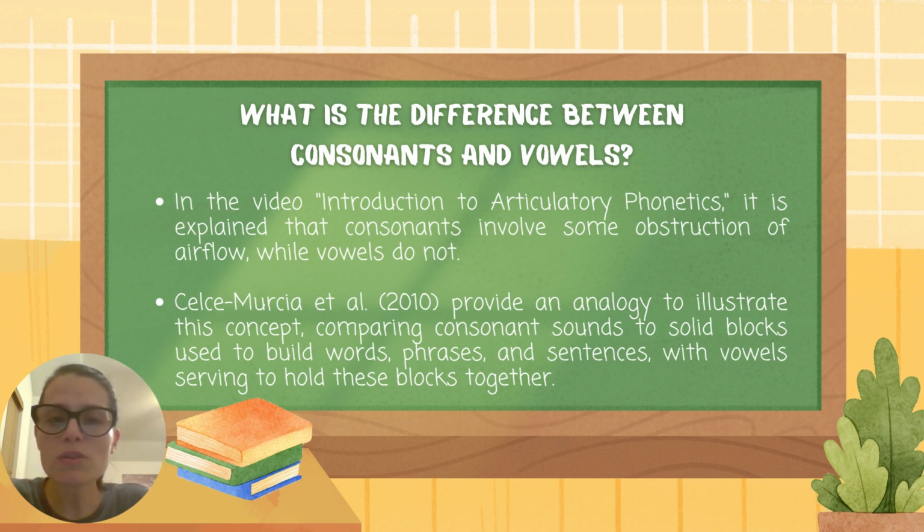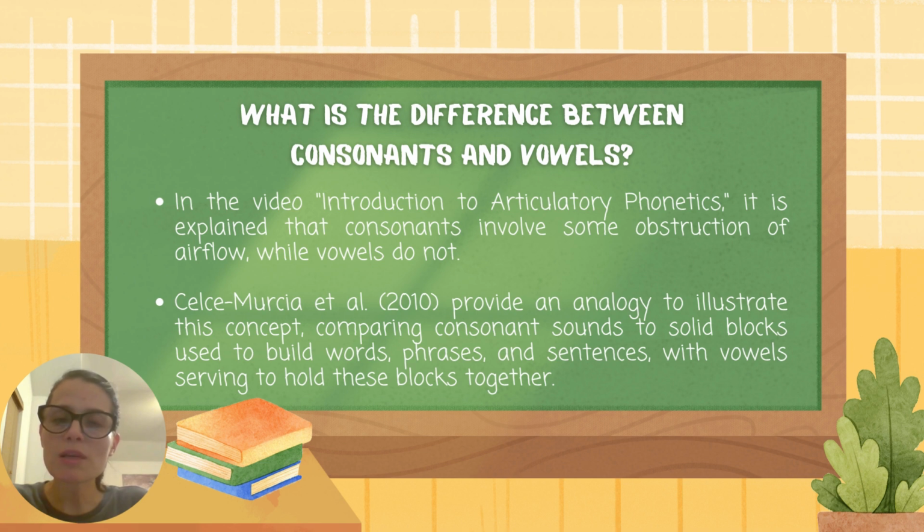So in the video introduction to articulatory phonetics, it is explained that consonants involve some obstruction of airflow, while vowels do not. So basically the consonants are the ones that obstruct the airflow and produce a sound. And the vowels do not obstruct the airflow, could have a sound or not, right? That's the main difference between consonants and vowels.